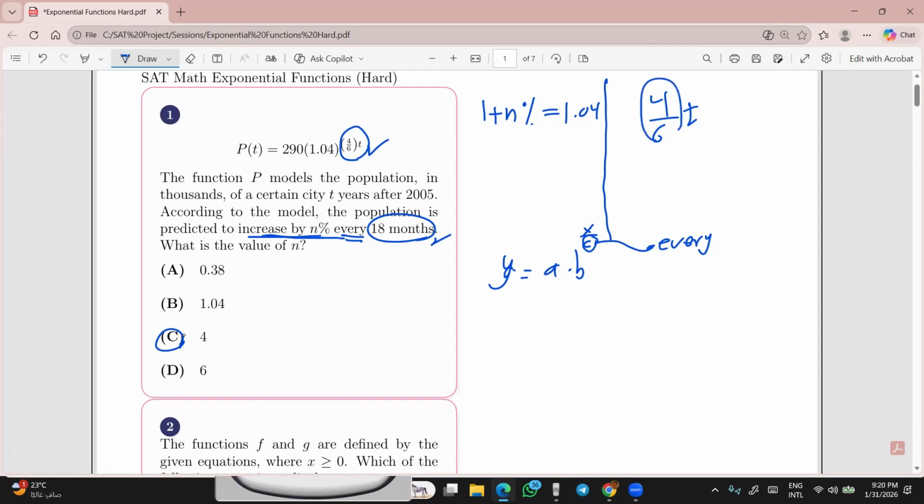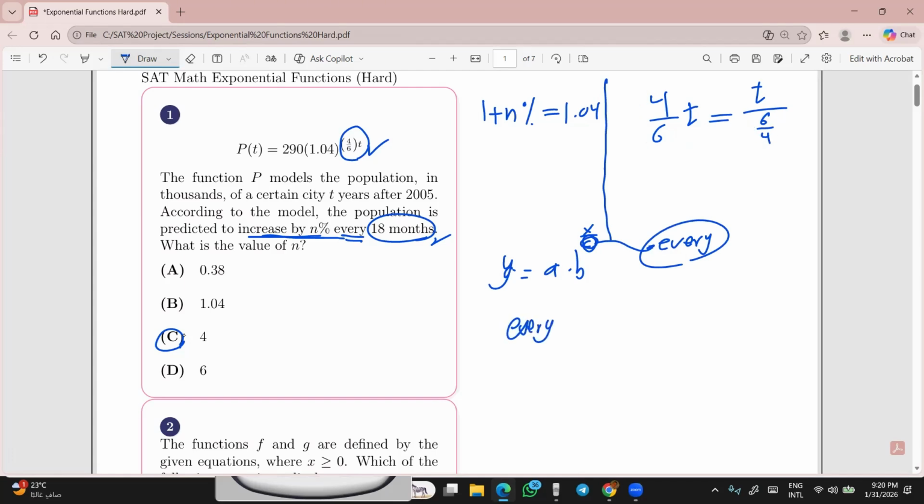But how can we transfer this to be below t? If you want to do that, to apply the word every, you need to write it like this. T over, if you want to move this down, make it the reciprocal, 6/4 instead of 4/6. So now you can say this means every 6/4 year.